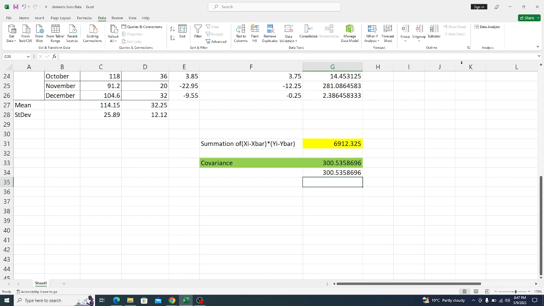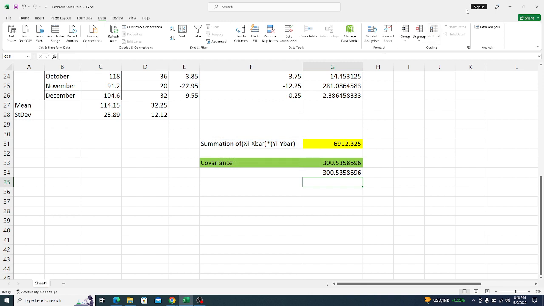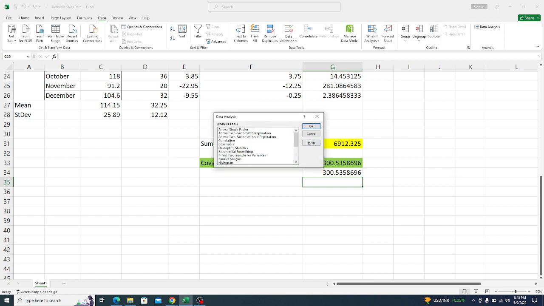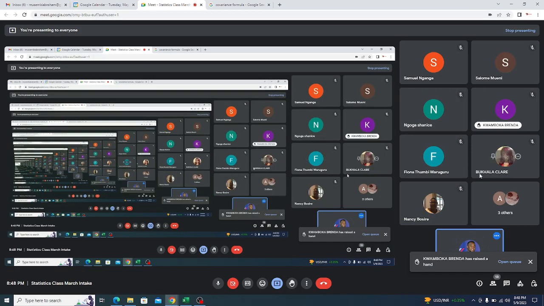The reason being, the Data Analysis ToolPak mostly uses population, or assumes population data. In most cases it assumes population data. So we are going to check if that's the case. With that, now we will go to the Data Analysis, and then you will see Covariance.